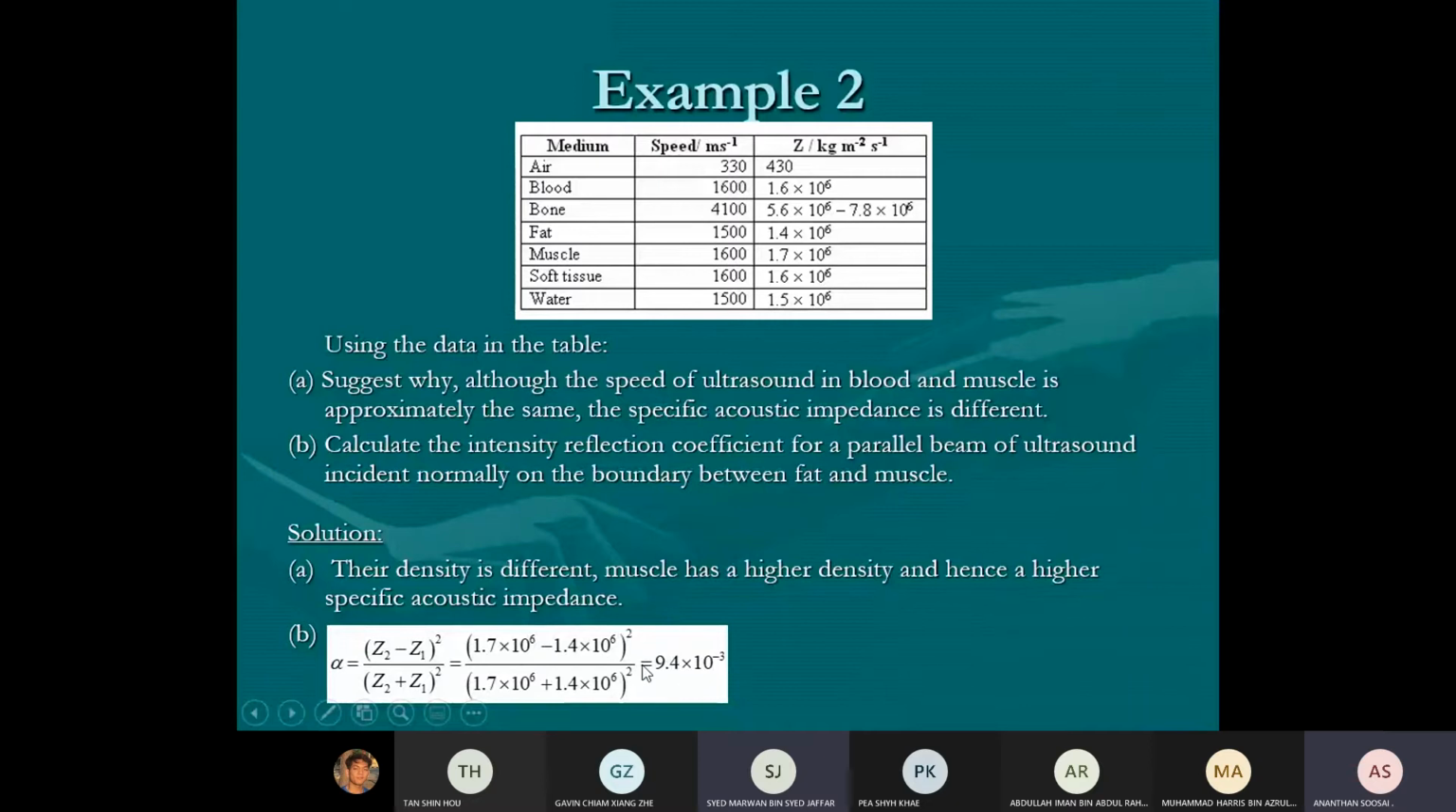Alpha is very close to 0, right? So majority transmitted. Majority transmitted. Put it in mind: the bigger the alpha, the more will be reflected. Alpha value is always 0 to 1. The maximum it can go is 1.